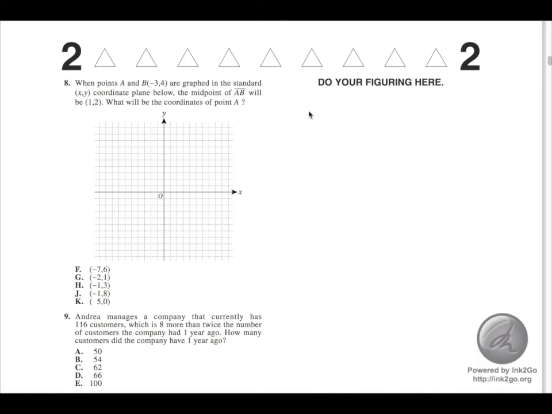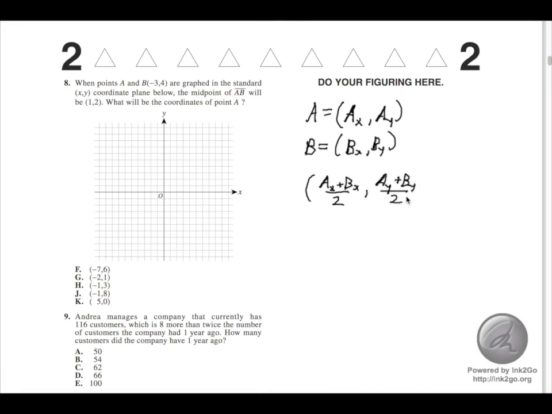So, if we call point A, and we refer to it as A sub x and A sub y, and we refer to point B as B sub x and B sub y, the midpoint's coordinates would be A sub x plus B sub x over 2 and A sub y plus B sub y over 2. We know the coordinates of B, so we know what B sub x and B sub y are, and from there it just turns into an algebra problem.